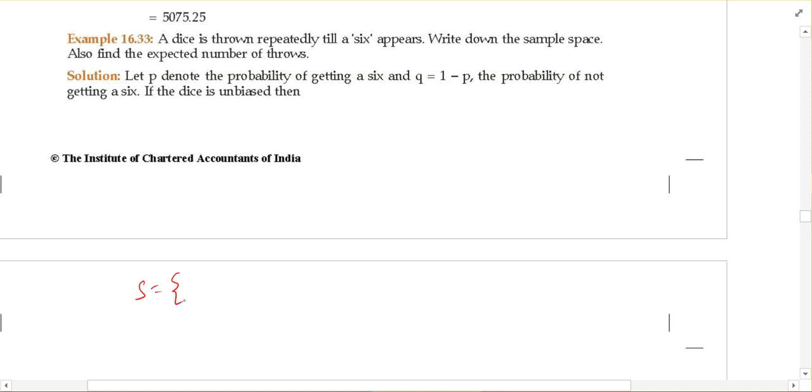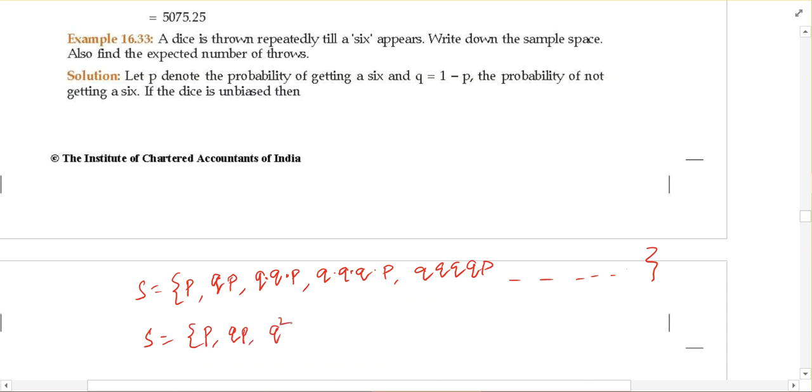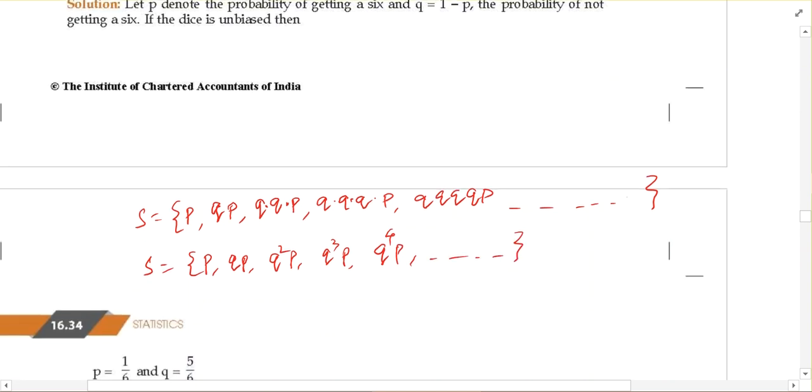See, if we throw the dice only once and if we succeed, that is a case, so p, that means we succeeded. Only one throw and we succeeded. The second case, in the first throw we didn't succeed, but in the second throw we succeeded. So first failure and then success, thereafter failure, failure, success, then failure, failure, failure, and then success, four times failure and then success, and so on. So this will be P, QP, Q square P, Q cube P, Q power 4 P, and so on. This is the sample space.